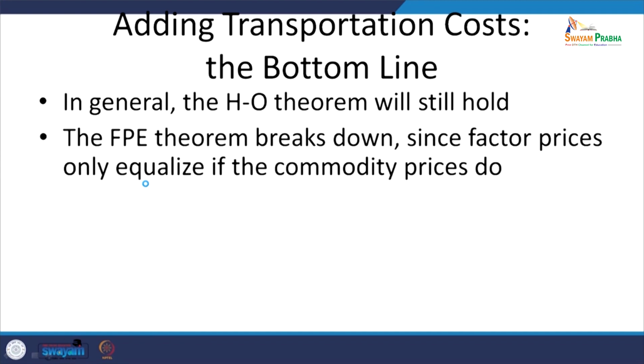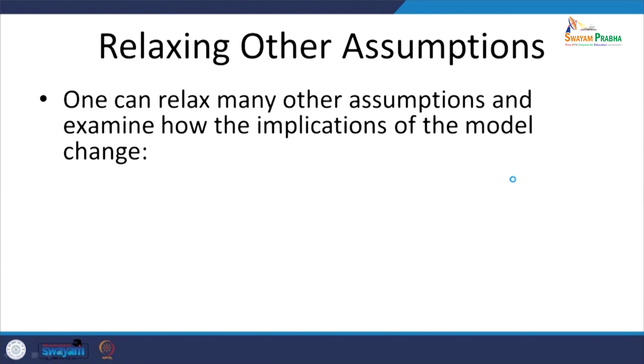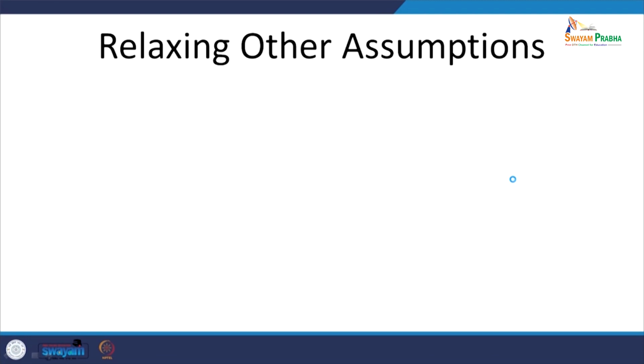The factor price equalization theorem breaks down, because factor prices only equalize if the commodity prices do, but if commodity prices are different, factor prices are not going to be equalized. So, therefore, there will be some problems. Relaxing other assumptions is also suggested: it is not just the Heckscher-Ohlin theory, to make the HO model apply in a larger context we are supposed to relax many other assumptions which I have already discussed and mentioned.